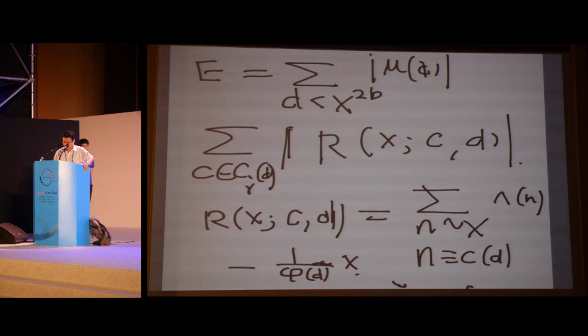because otherwise, if B is greater than 1/4, then how many terms do we have here? At least we have x to the square root of x terms, each with upper bound the square root of x. Still, we cannot get an efficient bound of E.